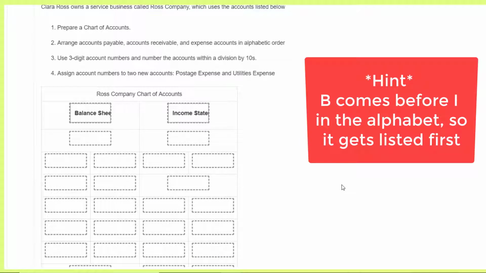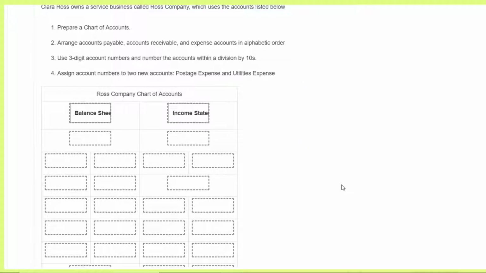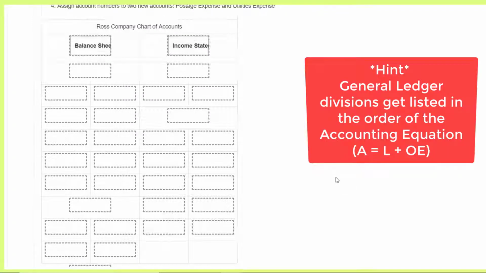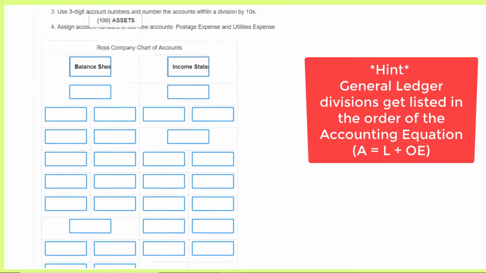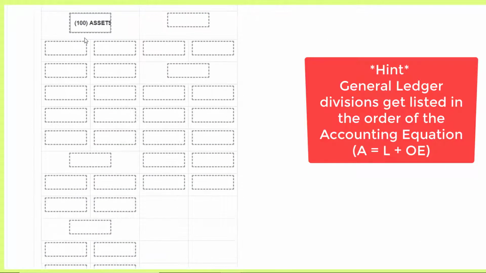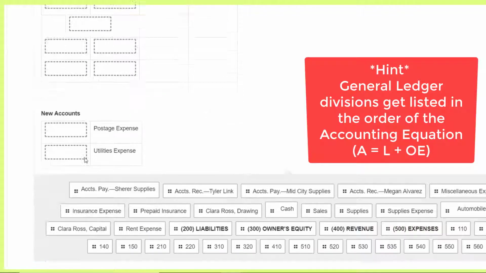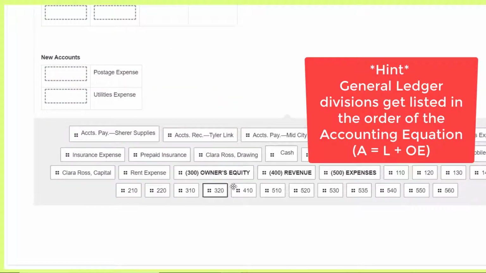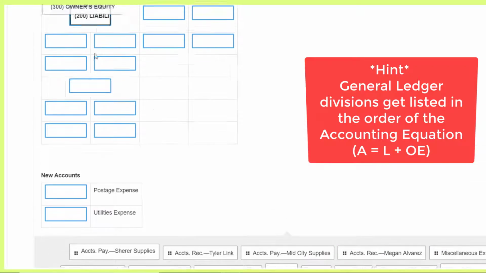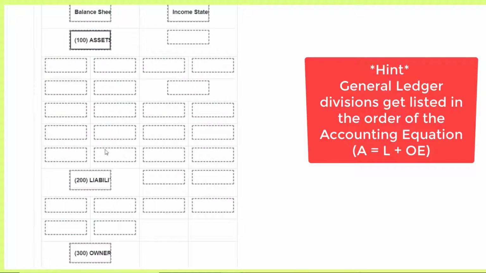The next thing I'm going to do is organize my accounts by my general ledger divisions, and this is the order of the accounting equation. So assets equals liabilities plus owner's equity. So I'm going to start with 100, and I'm going to go assets, and then I'm going to work my way down. So assets equals, then I want liabilities plus owner's equity. And so that brings me down on the left.